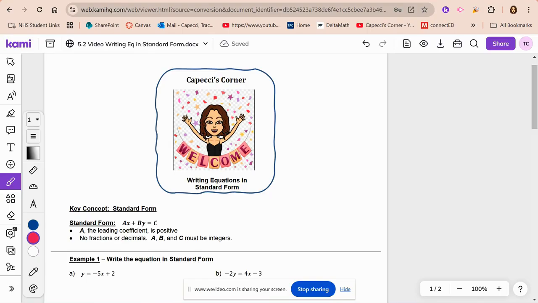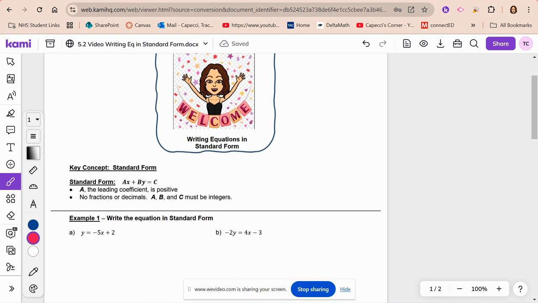Betsy's Corner, we're going to write equations in standard form. So here's standard form: AX plus BY is equal to C. X and Y are on the same side of the equal sign, and C, the constant or the number by itself, is on the other side.